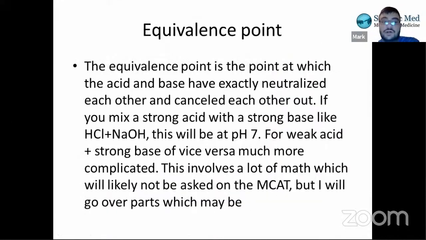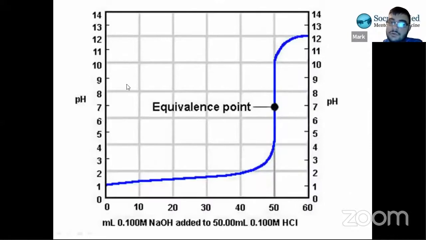When you mix a strong acid and a strong base, like for example, HCl and NaOH, the equivalence point will always be 100% of the time at pH 7. So if you notice here, the equivalence point on the y-axis lines up with pH 7. Always with a strong acid and a strong base, it'll always be at 7.